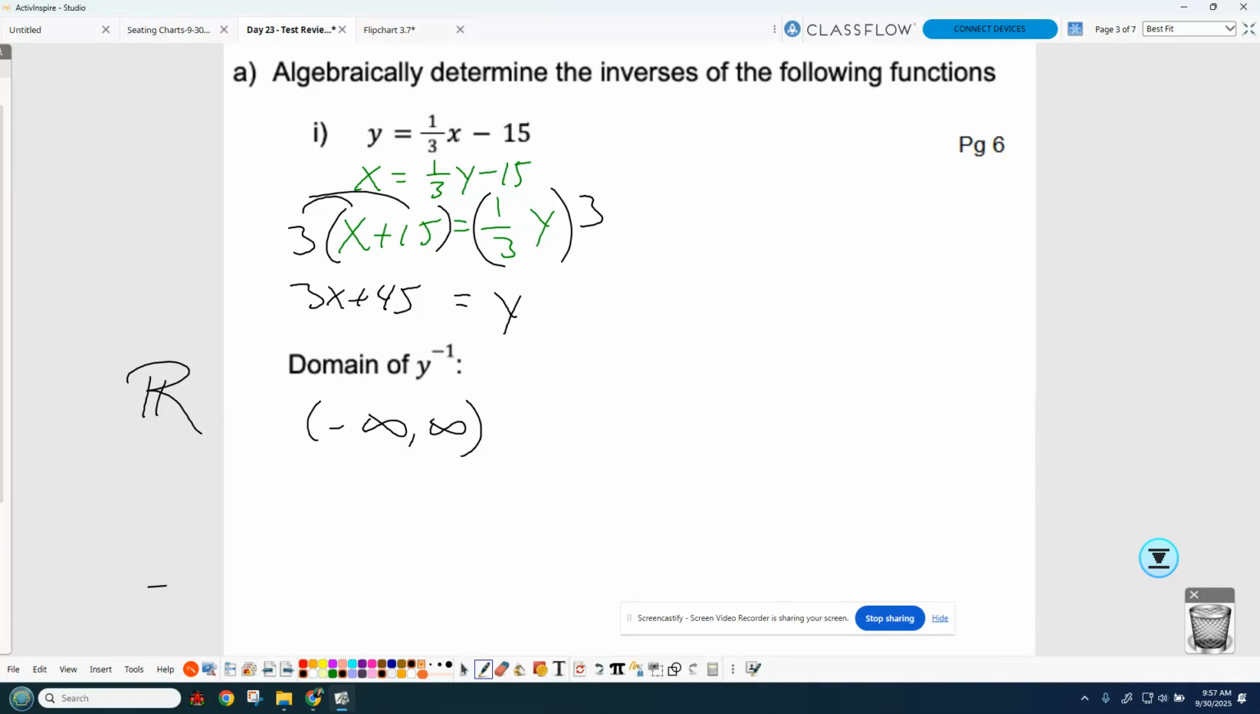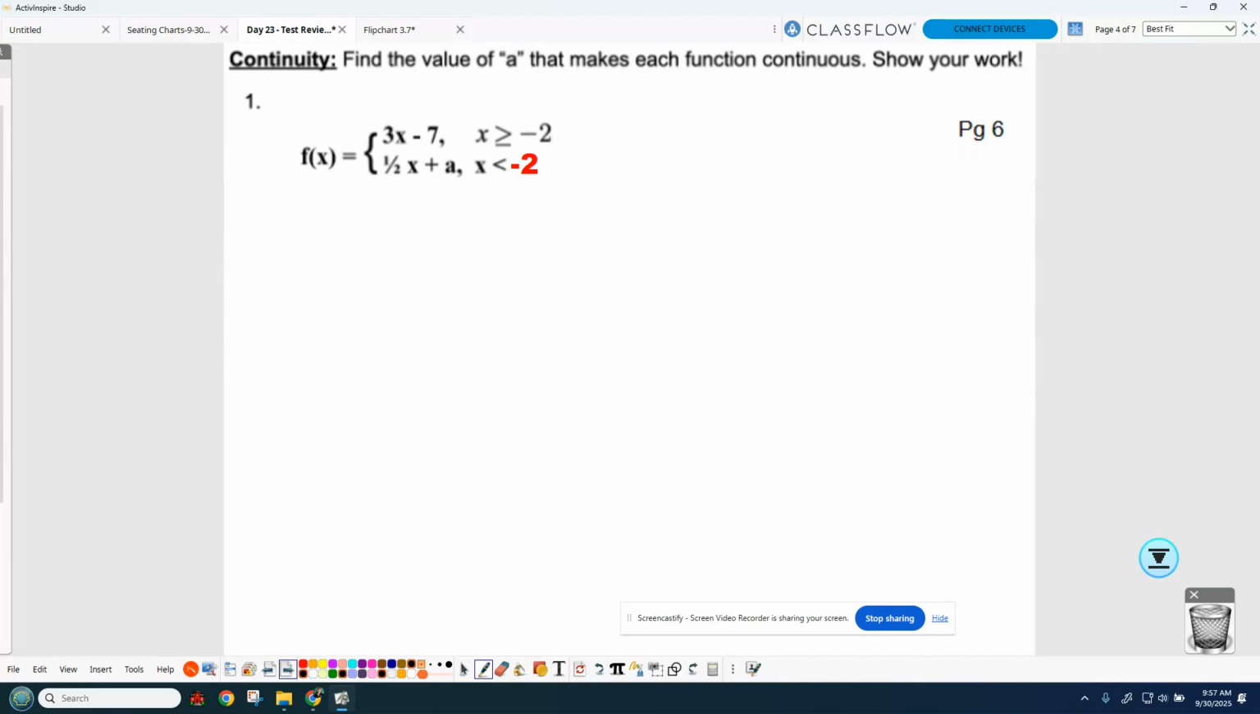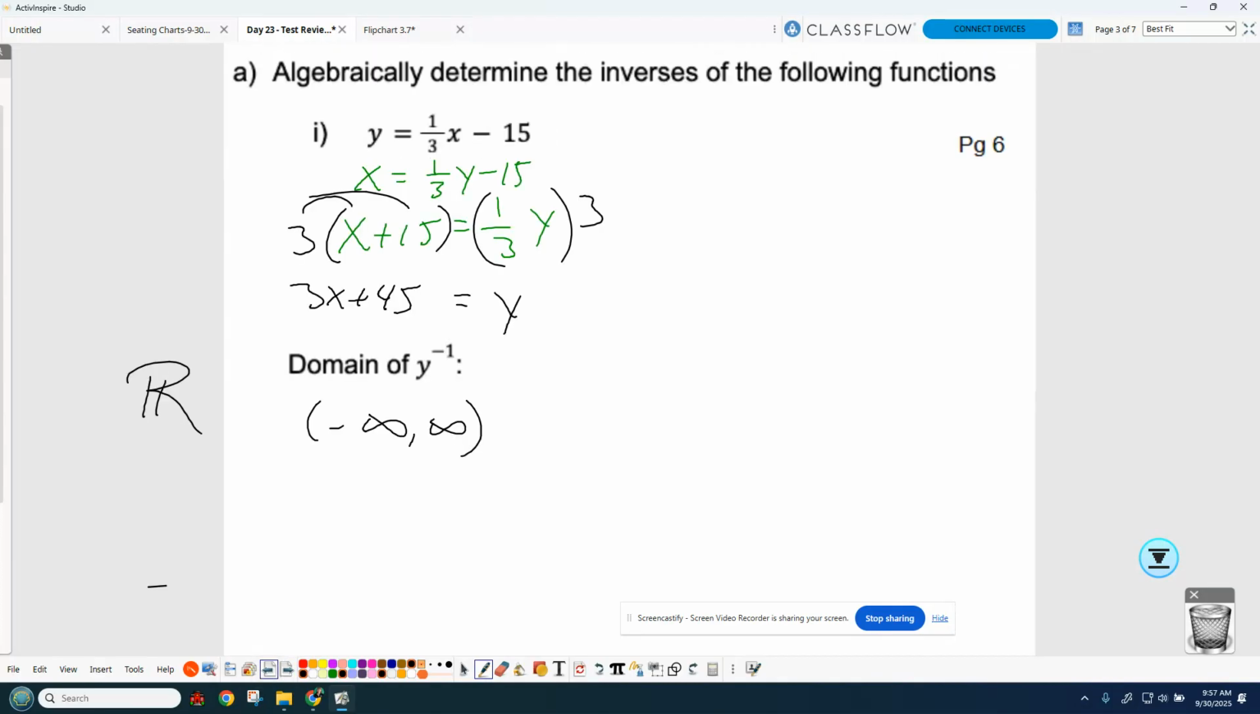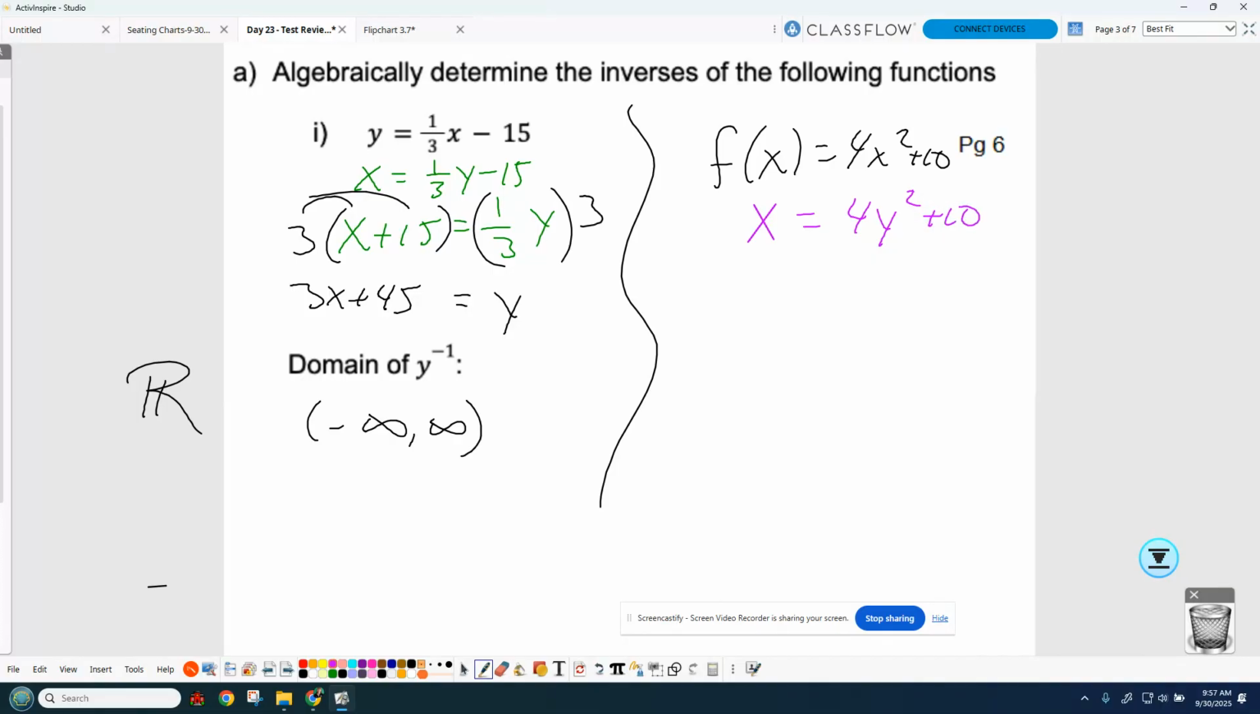So could you do the second one that's next to that? Sorry, the second one, which was f of x equals 4x squared plus 10. 4x squared plus 10? Okay, so how do we start it? Swap the x and the y. And then subtract the 10. And then divide by 4.